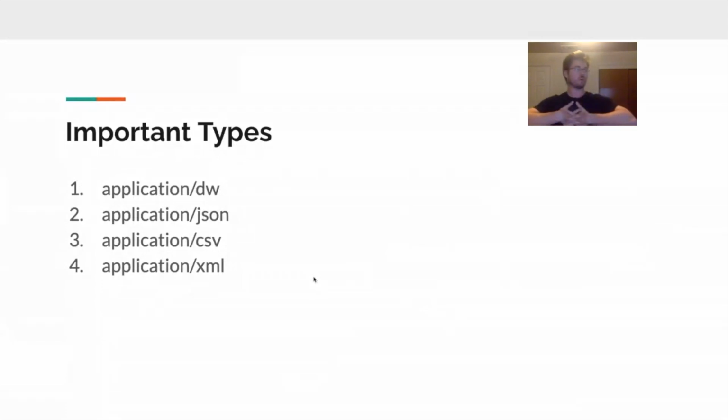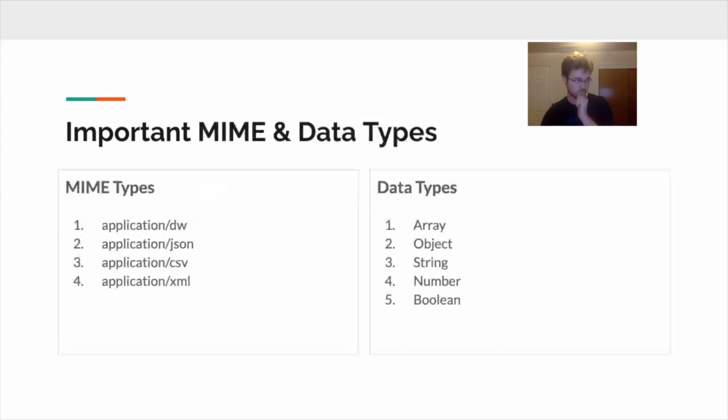Okay, so the important MIME types that we're going to be covering in this presentation are application DW. And if you haven't heard of that one, don't worry, I'm going to go over it. And the three that you probably have already heard of, which is application JSON, application CSV, and application XML. So there's important data types as well. Those are array, object, string, number, and Boolean. I'll be concentrating on those for the most part.